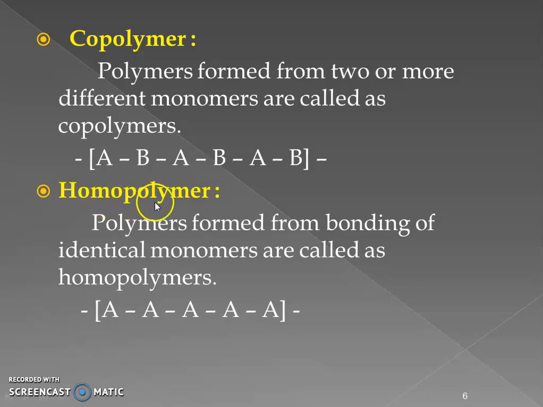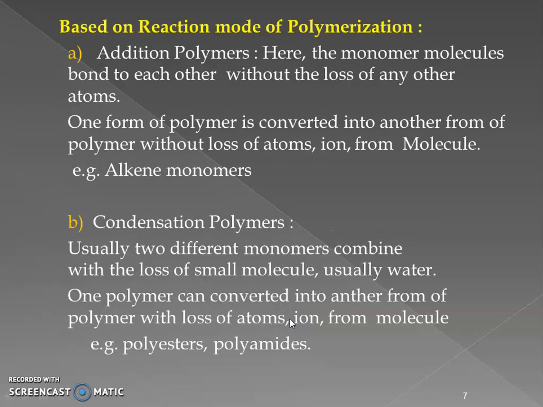Another type is homopolymers. Homo means the same. So this type of polymer has similar monomers. These polymers are formed from the bonding of identical monomers and are called homopolymers. See here, A means these are monomers of the same category.